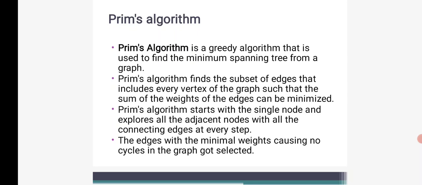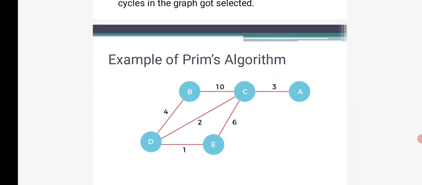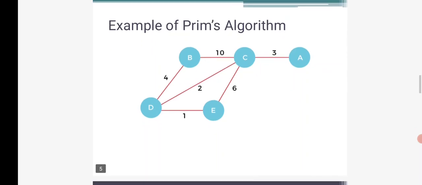Prim's algorithm starts with a single node and explores all the adjacent nodes with all the connecting edges at every step. Edges with the minimal weight causing no cycle in the graph get selected. There should be no cycle. Though it is a tree, a cycle is not allowed here. An example of Prim's algorithm is given. We have 5 vertices and 6 edges here. We have to find the minimum spanning tree for those edges.